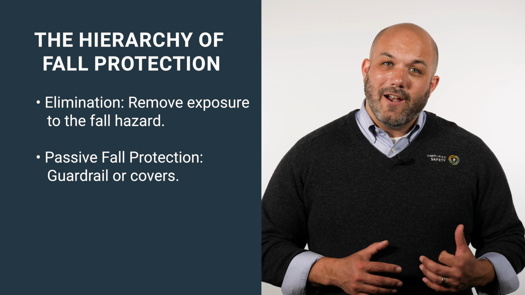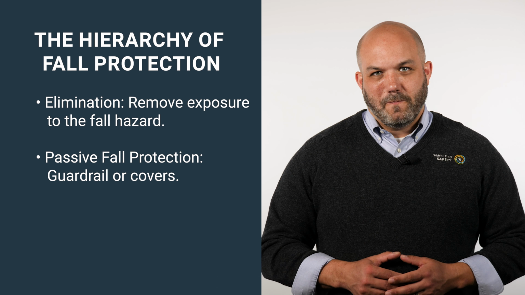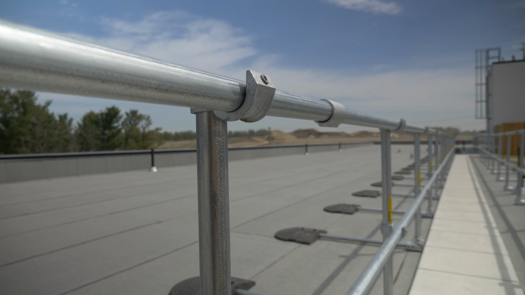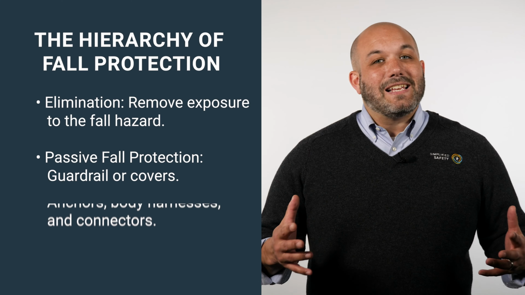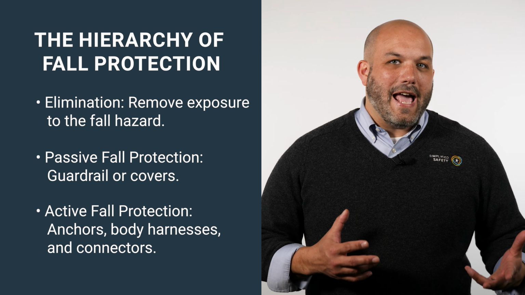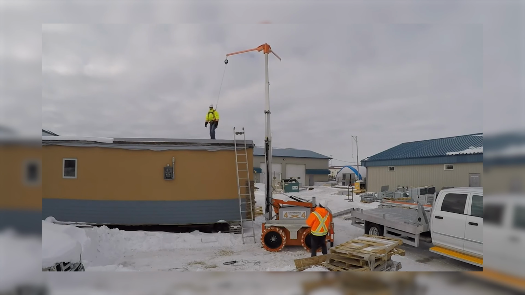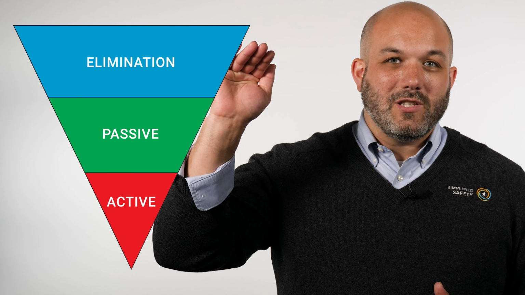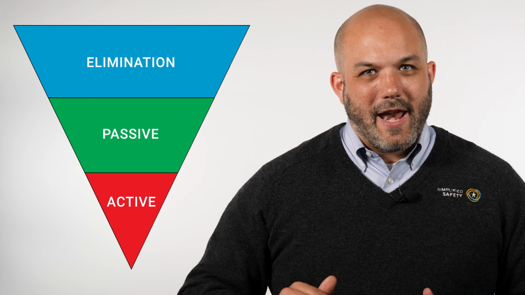You can't always eliminate a fall hazard, and so the next level in the hierarchy is to use a passive system. The user doesn't have to wear or do anything in order to be protected, and the best example of this is a guardrail. The last level of the hierarchy is to use an active fall protection system. With this, the user must wear PPE and actively engage with the protection in order to be safe. This human component adds an additional layer of risk. Remember, whenever you're addressing fall hazards, you should always start with the first level of the hierarchy and then work your way down from there.